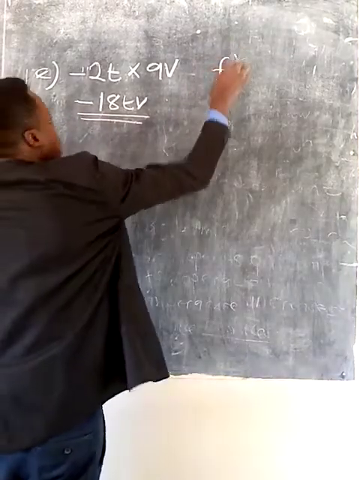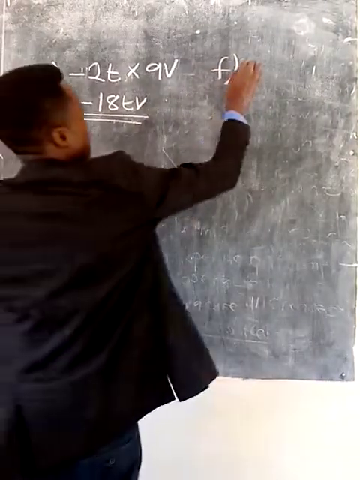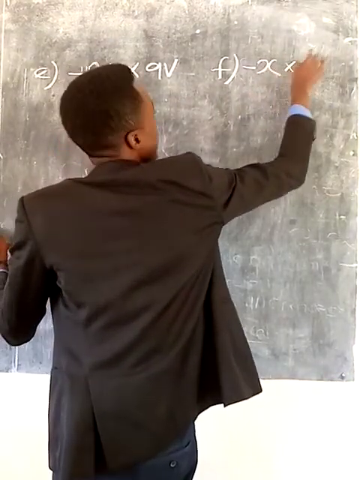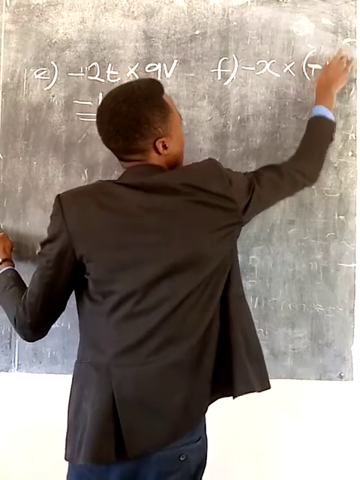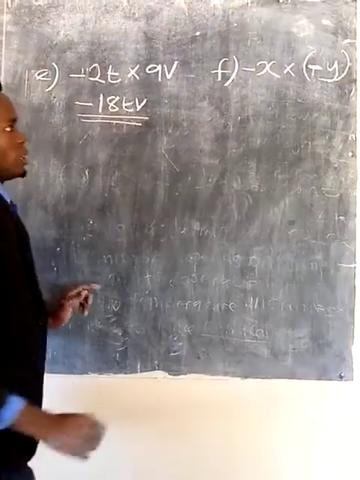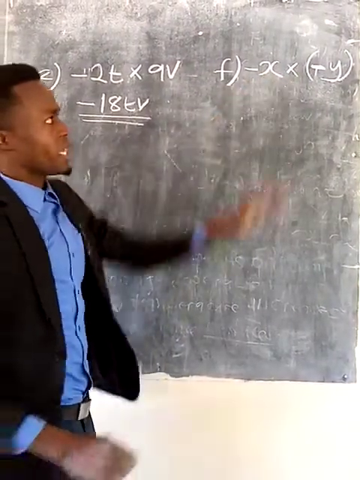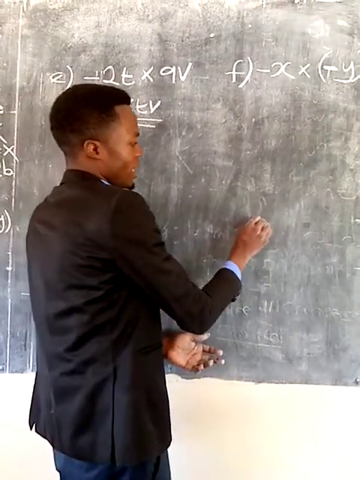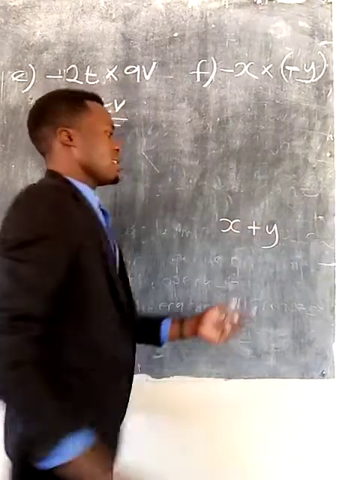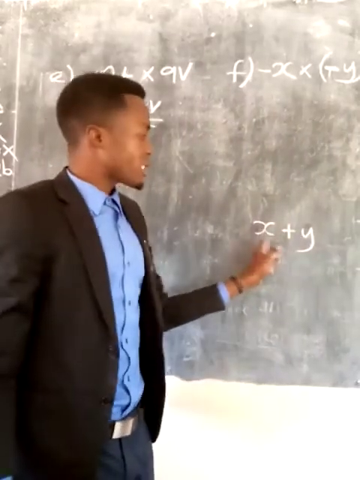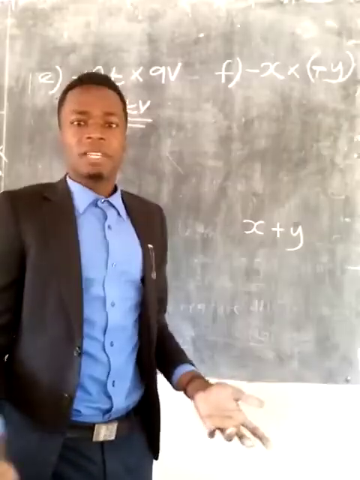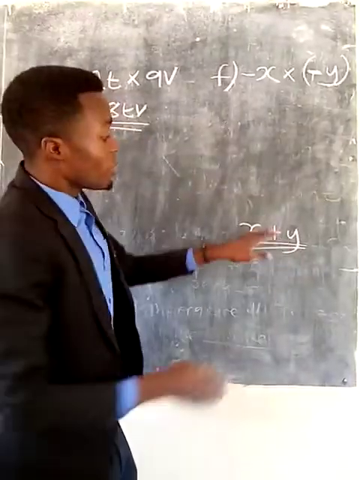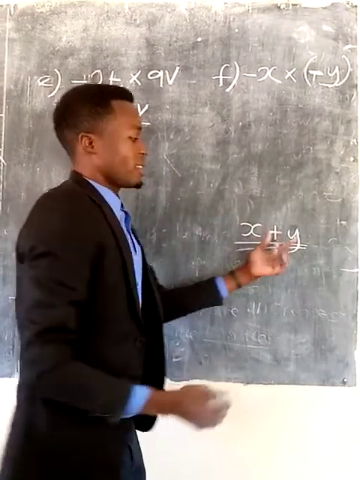Then we do F. So F is saying negative x times, then in brackets they've put negative y, like that. Now, when it comes to multiplication, obviously you remember we said that if we have, let's say, x plus y, these are unlike terms. So you cannot add the unlike terms. It means that the answer ends just there, when you are adding or subtracting; you can't do anything there.